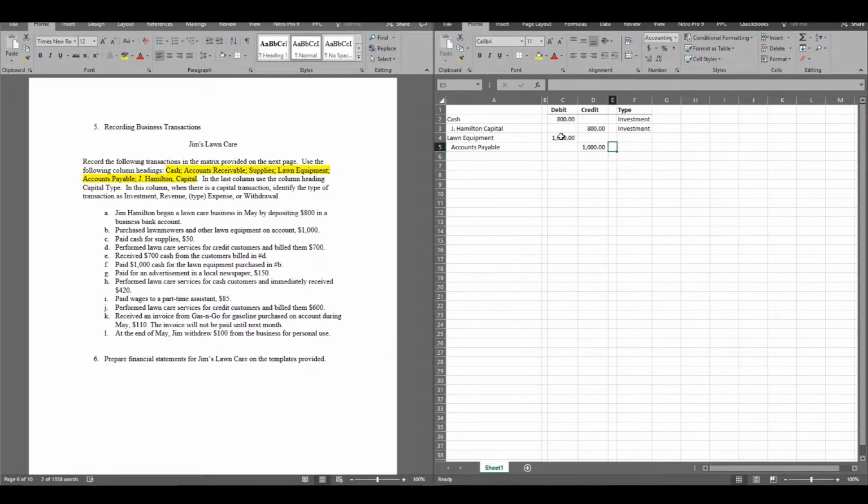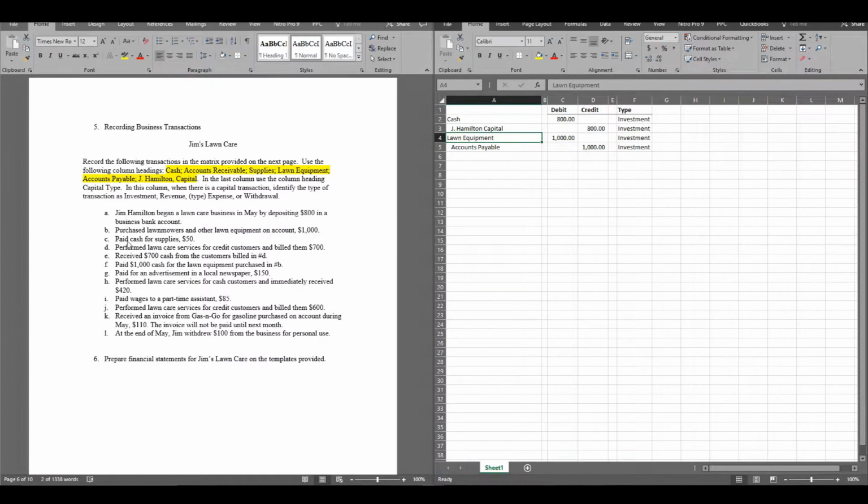So what type of transaction is this? Is this an expense? Is this an investment? This is actually an investment. The reason why is this lawn equipment, we haven't used it up yet, right? It's a piece of equipment that has a longer term life. So this is an investment.